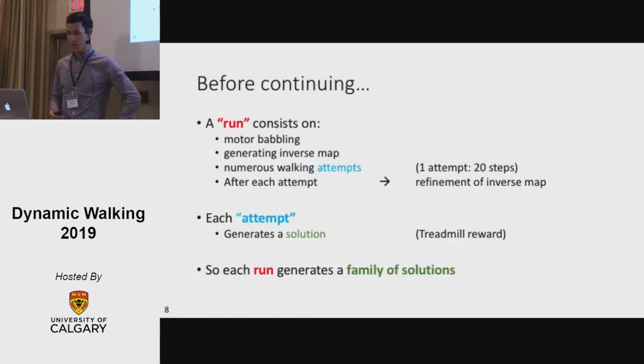Next, I would like to mention some important concepts in order to show you the results we got to. First of all, everything that I have described so far is a run. This run consists of motor babbling, generating the inverse map, that is from positions, angular accelerations, and velocities, and then generating numerous walking attempts. One attempt is 20 steps, and after each attempt, the inverse map is being refined. Also, it is important to mention that each attempt generates a solution, that is the treadmill reward. In other words, every run generates a family of solutions.